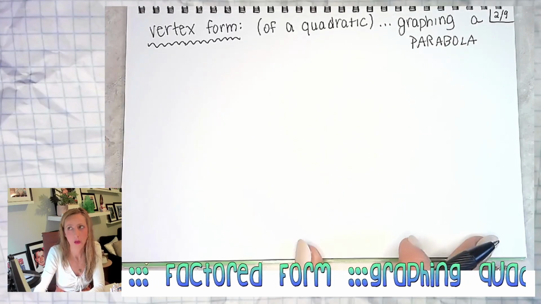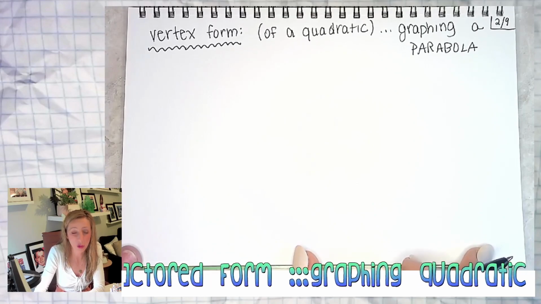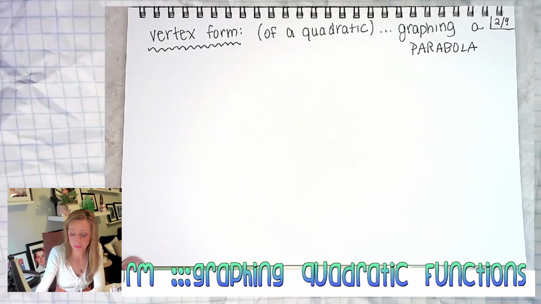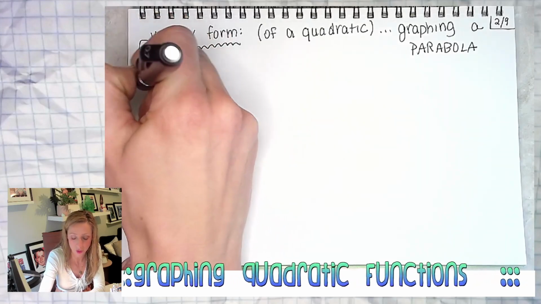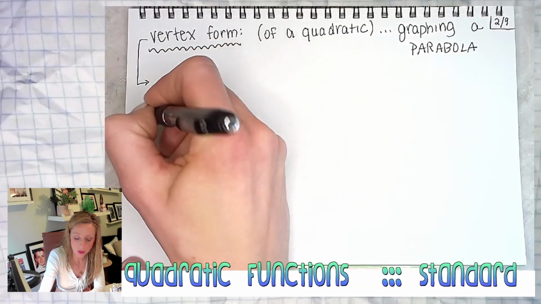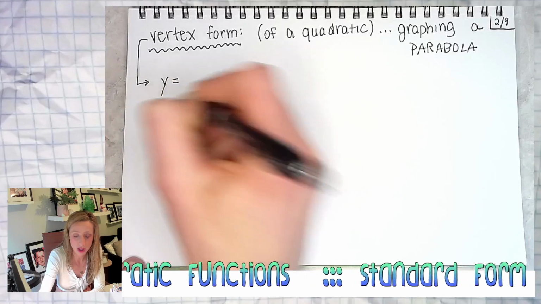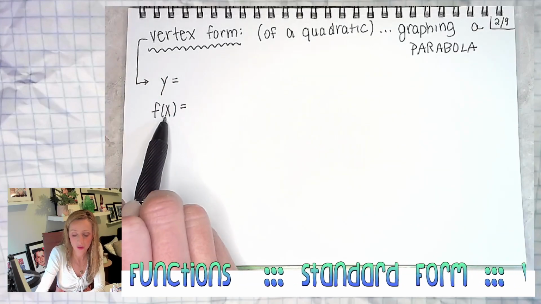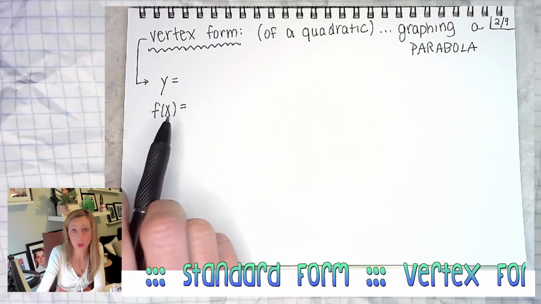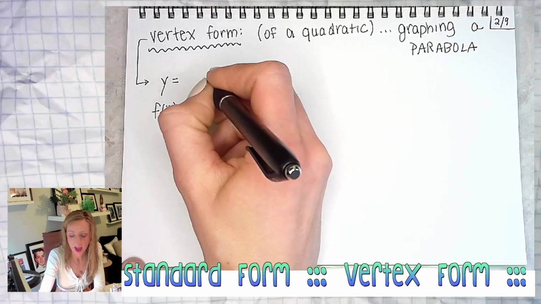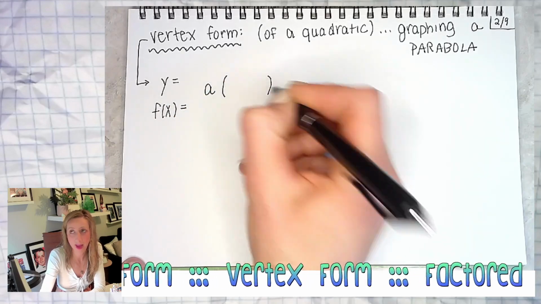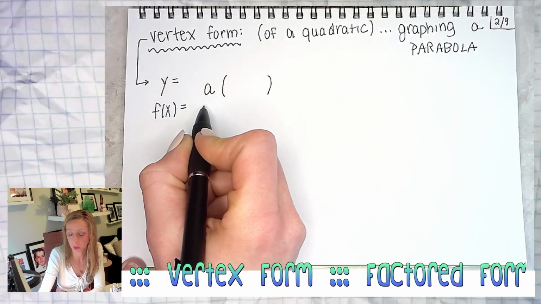Vertex form, though. Vertex form gets its name from the fact that the vertex is very, very obvious in the equation. So I'm going to write out the equation of vertex form of a quadratic for us right now. Y equals, or we can use f of x, which means function of x. That means for every input, we get only one output. We don't get more than one, at most one. And we're going to put a out front. That a is actually the same a as in standard form, okay?